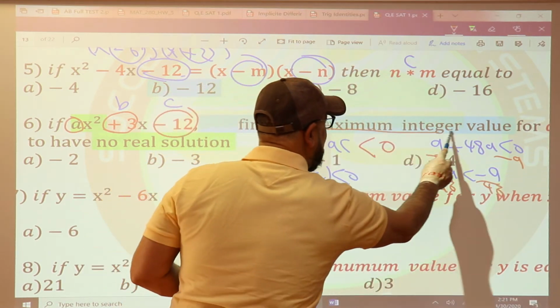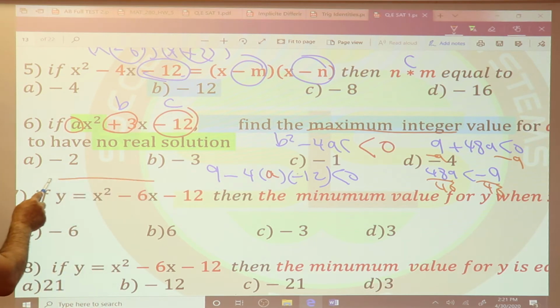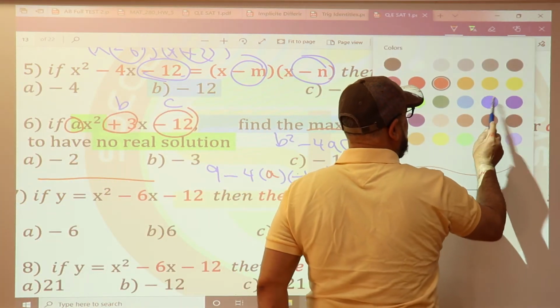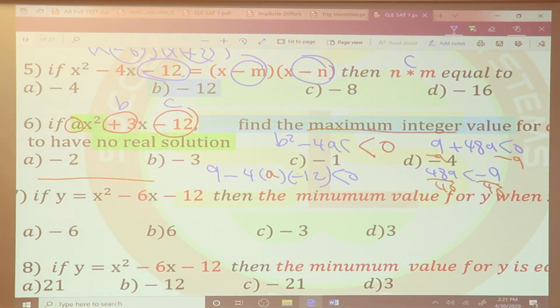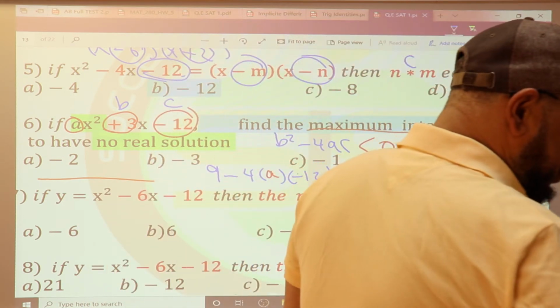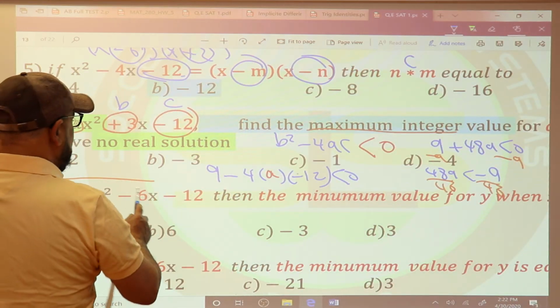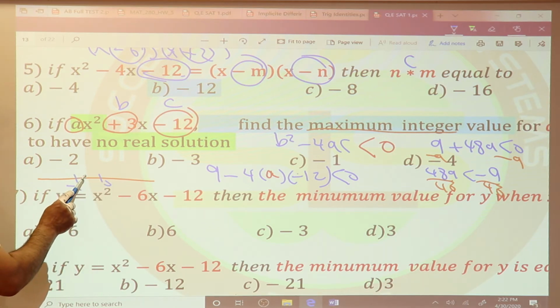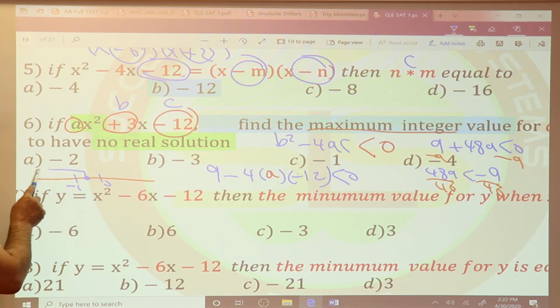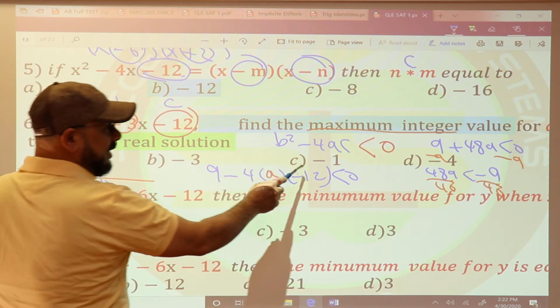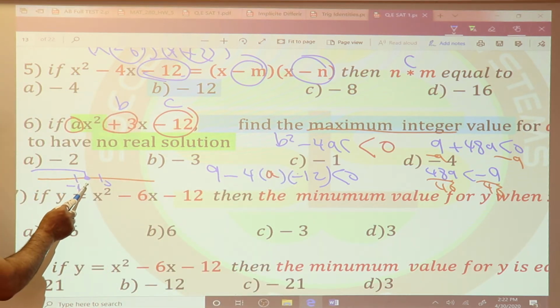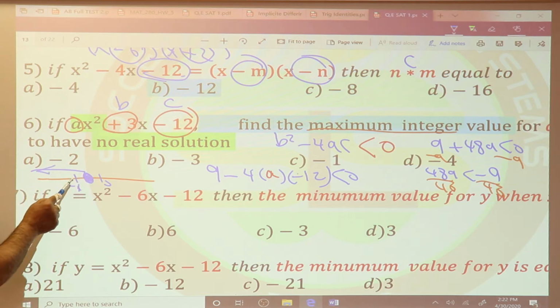Now we want the maximum integer. If you go to the calculator and put negative 9 over 48, you get about negative 0.18. It's here, right? Then the maximum integer is which one? Negative 1, right? This is my answer. And since we're going less than, to the left, my answer is negative 1, because the maximum integer is negative 1 here.